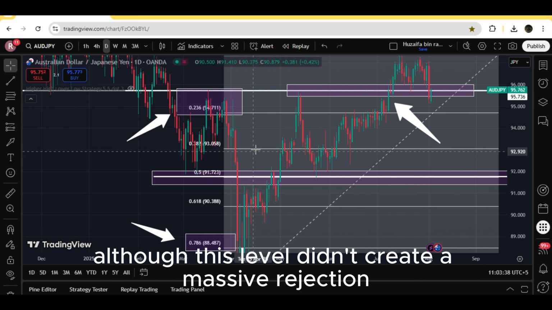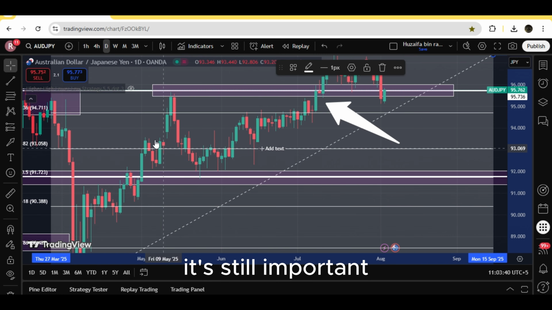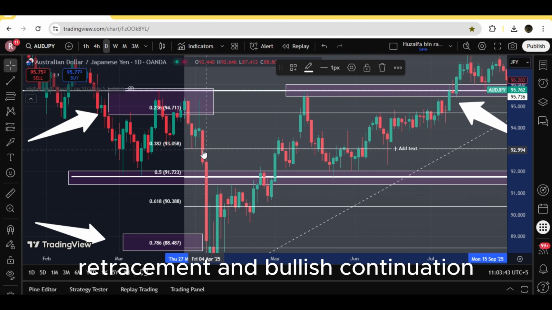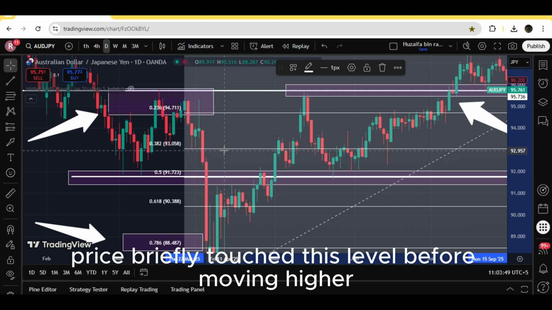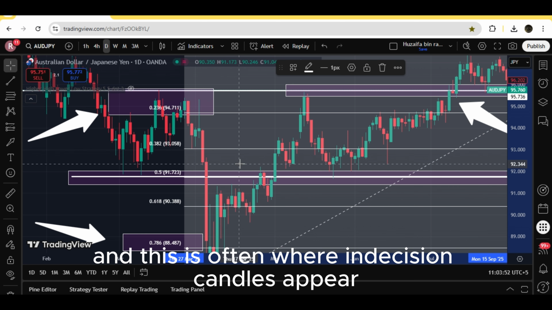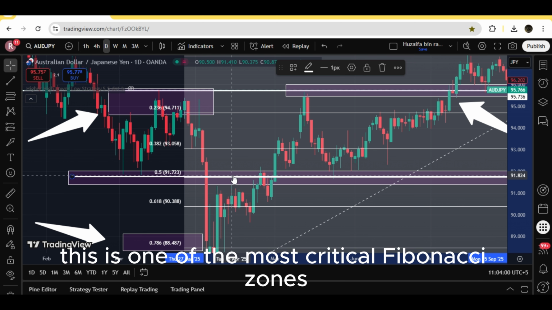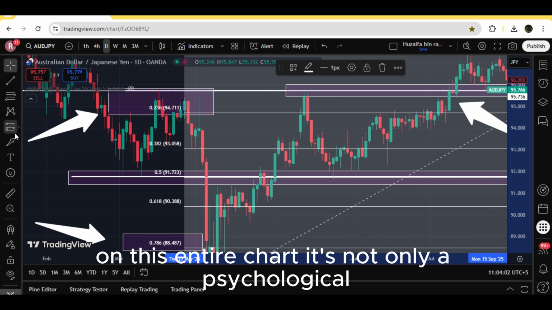Although this level didn't create a massive rejection, it's still important as it was part of the transition between bearish retracement and bullish continuation. Price briefly touched this level before moving higher, and this is often where indecision candles appear. Right below that is the 0.5 level at 91.723. This is one of the most critical Fibonacci zones on this entire chart.